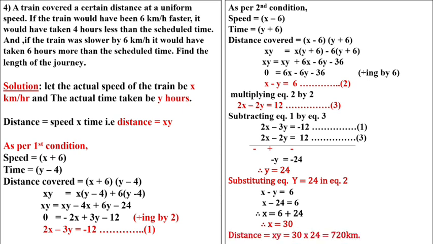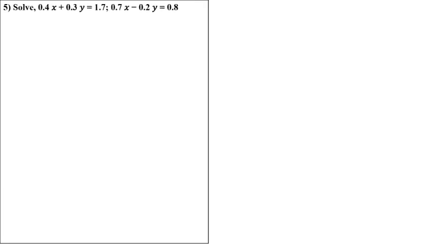Distance covered we have to find. What formula we have to take? Distance equals speed multiplied by time. The speed is 30 km per hour and time is 24. 30 multiplied by 24 we get 720 km. Question number 5.